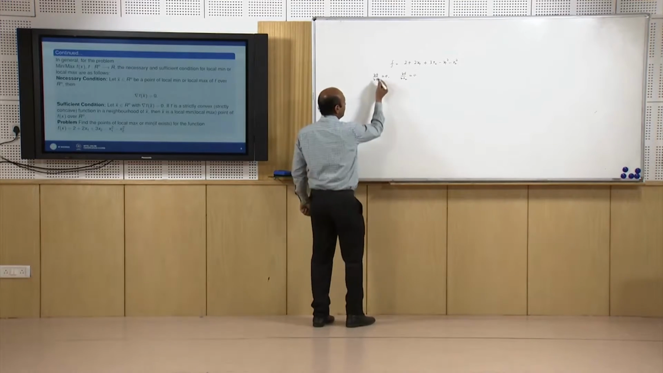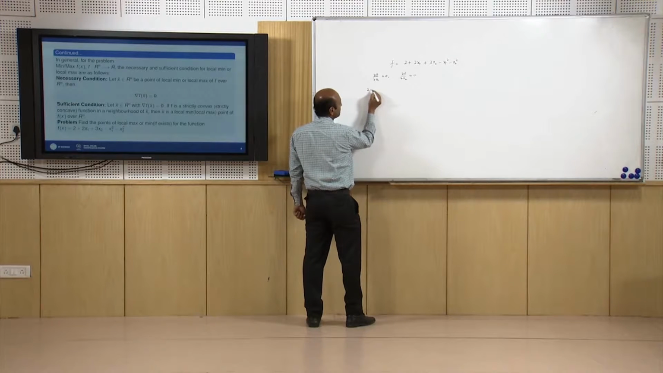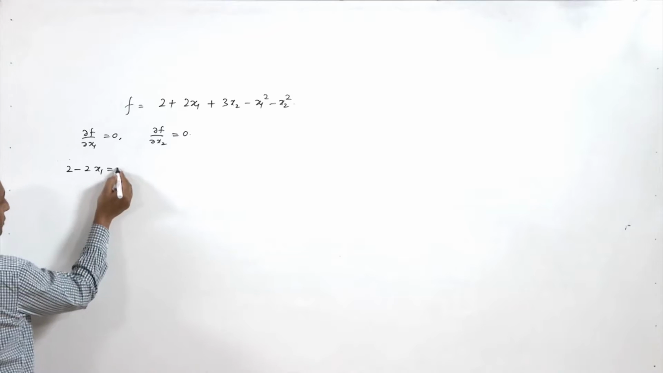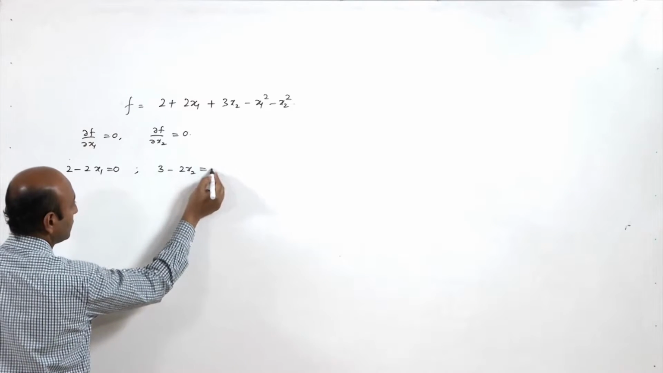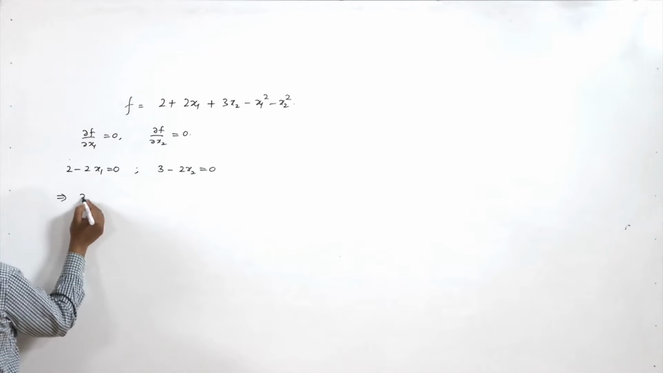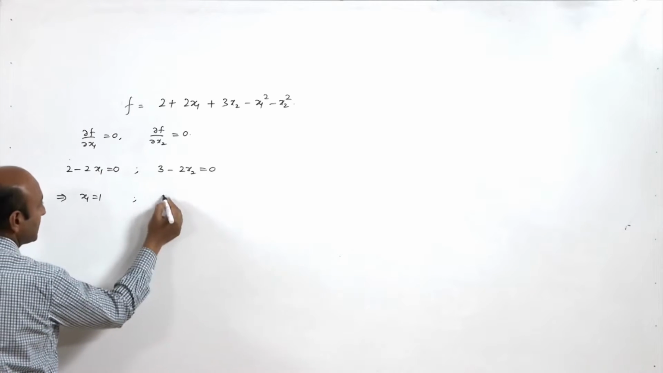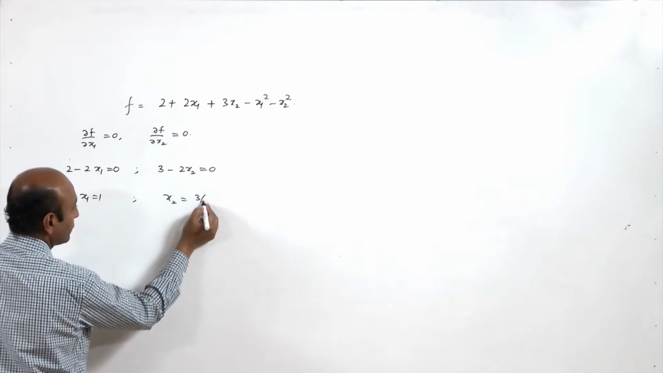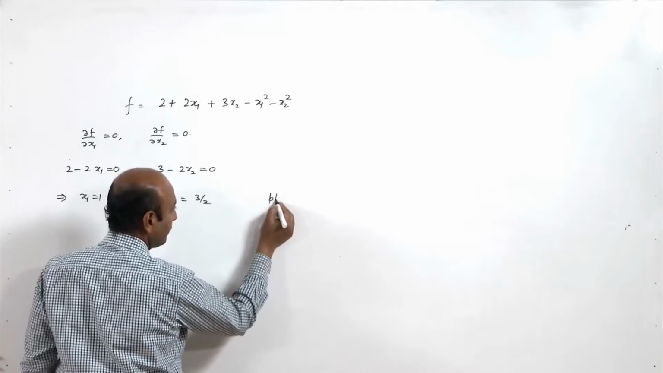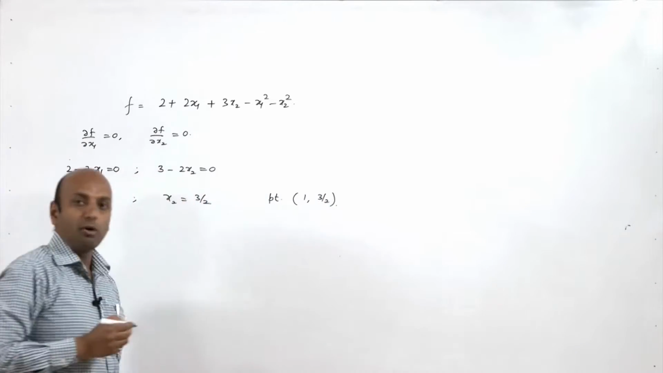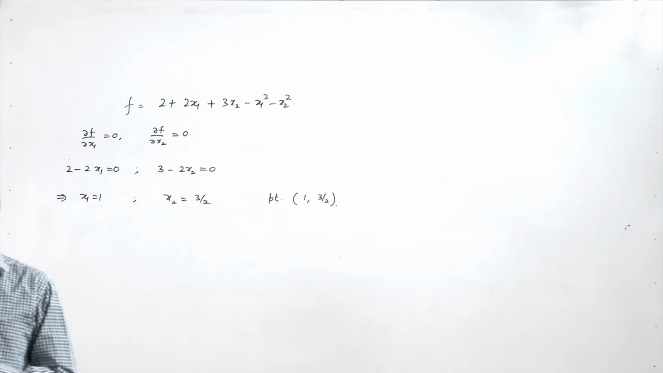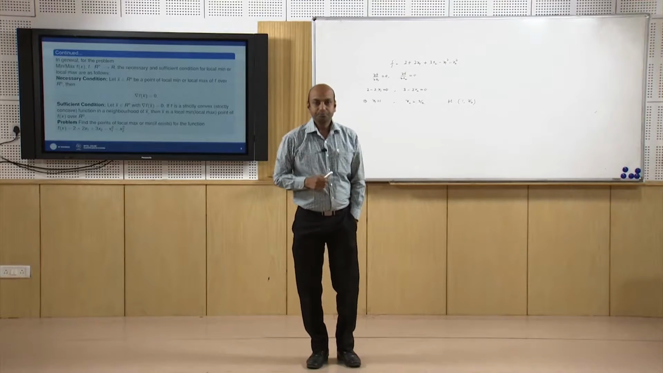So, what is del f by del x1? It is 2 minus 2 x1 equal to 0, and from the other, it is 3 minus 2 x2 equal to 0. So, this implies x1 equals 1 and this implies x2 equals 3 by 2. So, what is the point? The point is (1, 3 by 2). So, (1, 3 by 2) is the only stationary point for this particular problem.